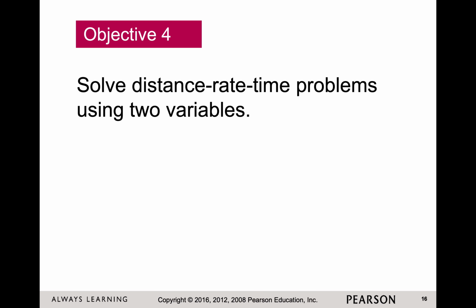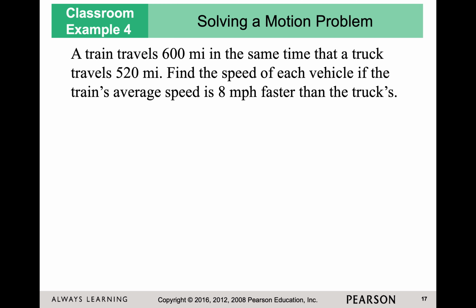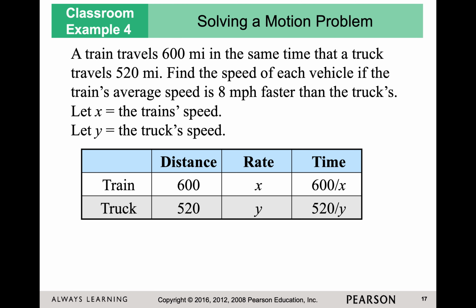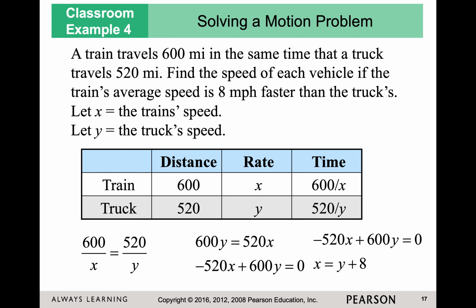If I have distance, rate, time problems using 2 variables, basically, guys, what I'm doing is working a problem in the lab. I have the train going, and everyone I know despises the train problem. So the way you would do this is X is your train speed, Y is the truck speed. I'm going to create a nice little table so I can understand what's happening here. And then I'm going to set up my equations based on setting the times equal.